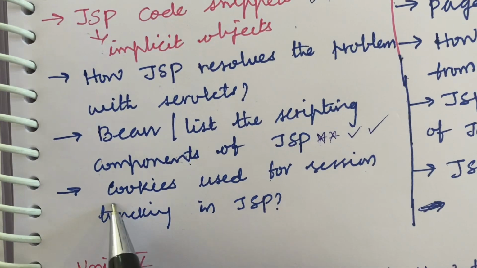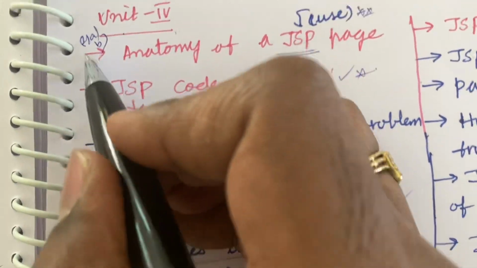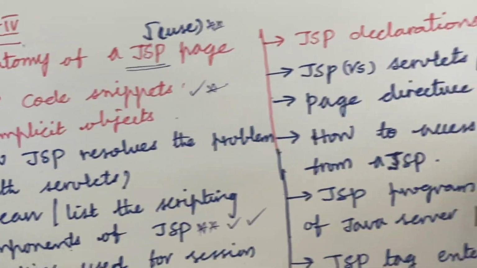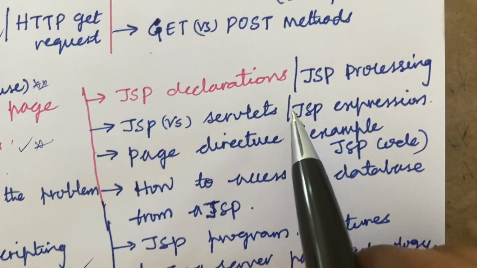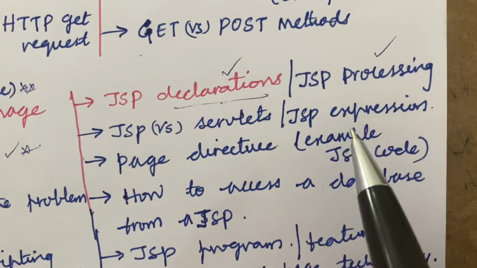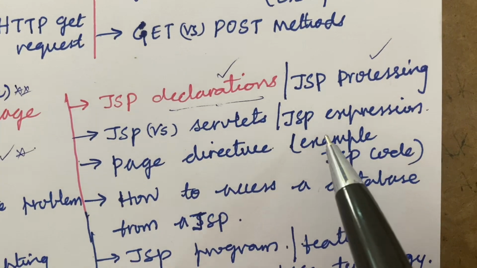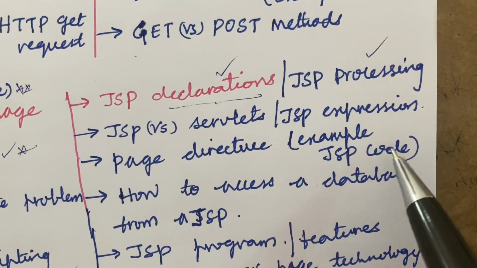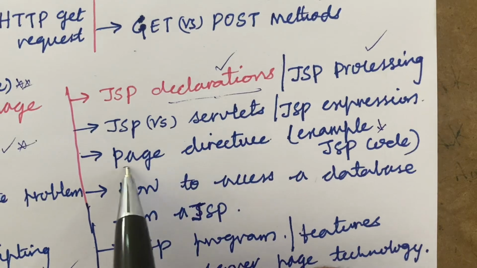Cookies are useful. Related to cookies, you are going to get one question damn sure in part of 8B as well as a short question. JSP declarations and JSP process. Related to JSP, either the declaration or process may be a short question. JSP versus servlets and the JSP expression. An example for JSP code is also said to be very important.